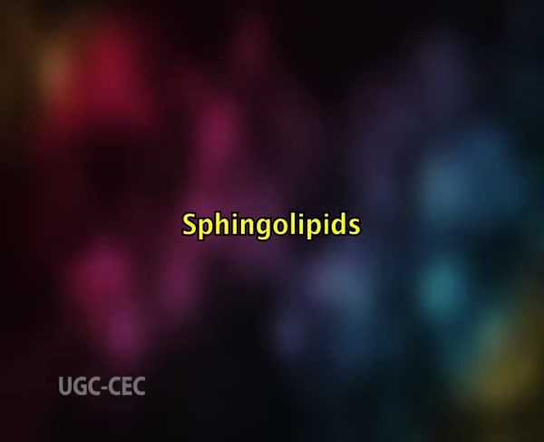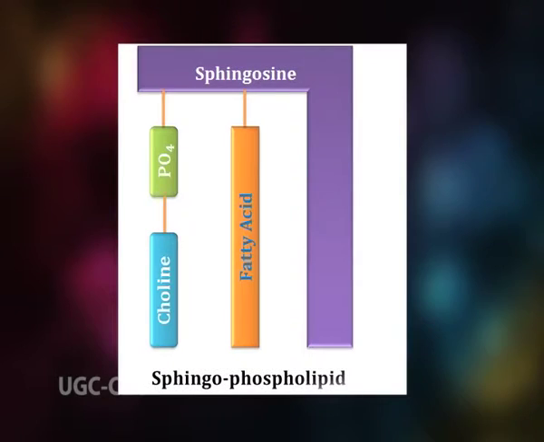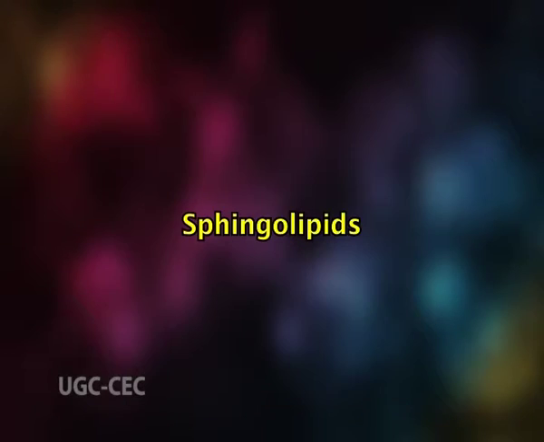The final component of today's lecture is sphingolipids. Sphingolipids make up the second largest class of membrane lipids. They have a polar head and two non-polar tails, but contain no glycerol.